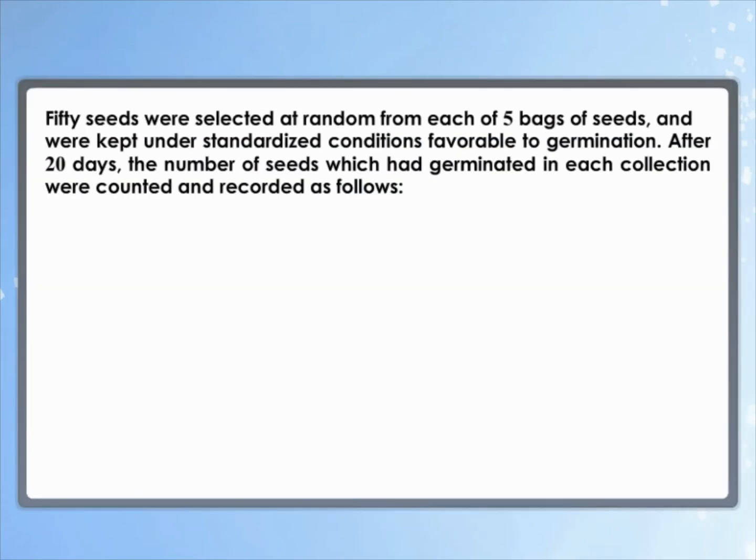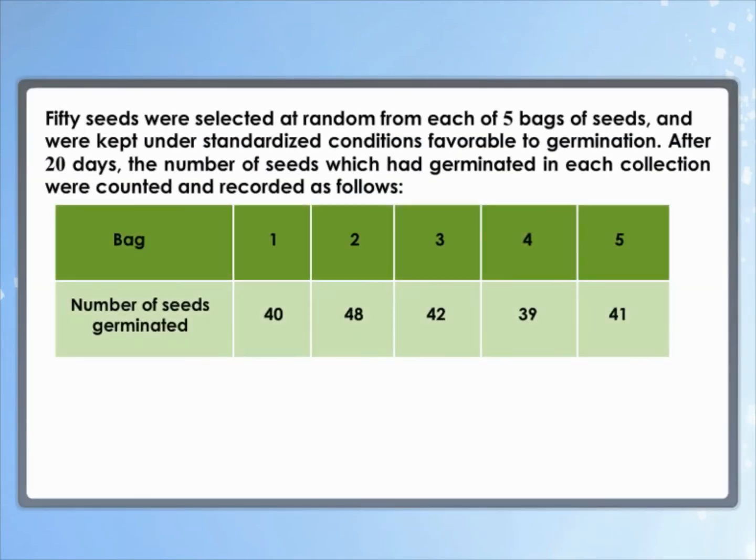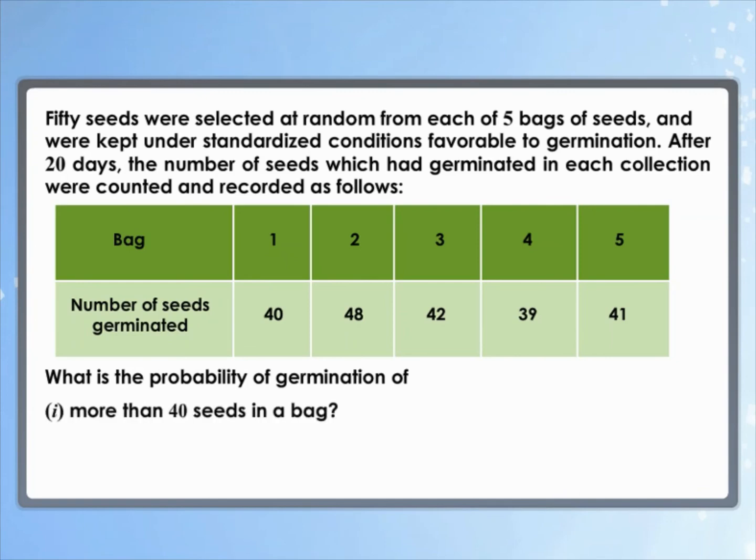Let us consider another problem. 50 seeds were selected at random from each of the 5 bags of seeds and were kept under standardized conditions favorable to germination. After 20 days, the number of seeds which had germinated in each collection were counted and recorded as follows. What is the probability of germination of more than 40 seeds in a bag? 49 seeds in a bag? More than 35 seeds in a bag?